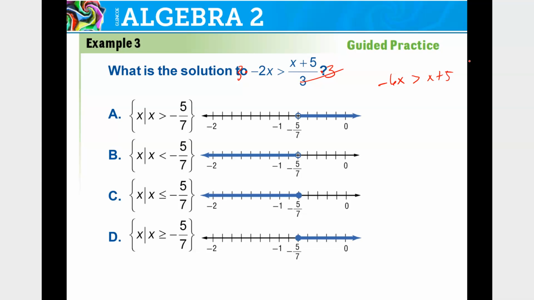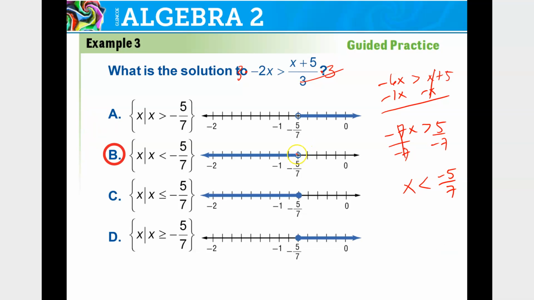Now we want the x's to be on the same side, so we're going to take away this x. Same thing, minus x, the same thing as minus 1x. And we now have negative 7x greater than 5. Last step, we divide both sides by negative 7. And again, dividing by a negative number flips our sign. So we have x is less than negative 5 over 7. And thus, our final answer is B.